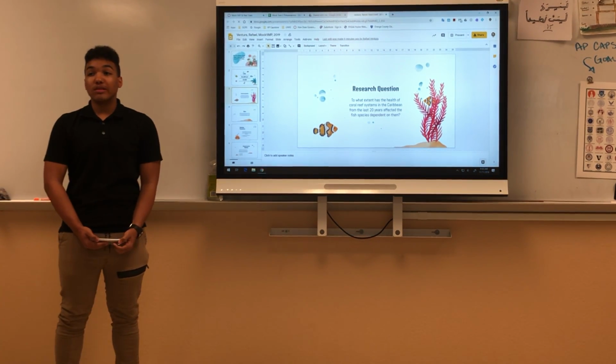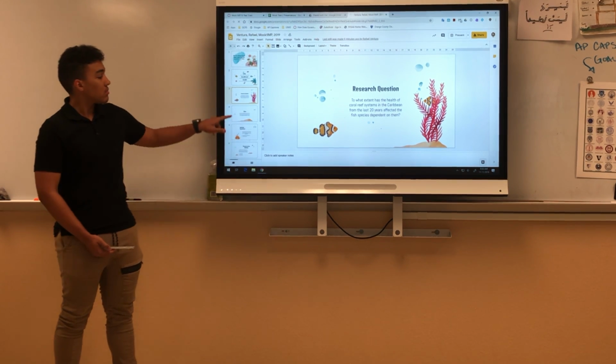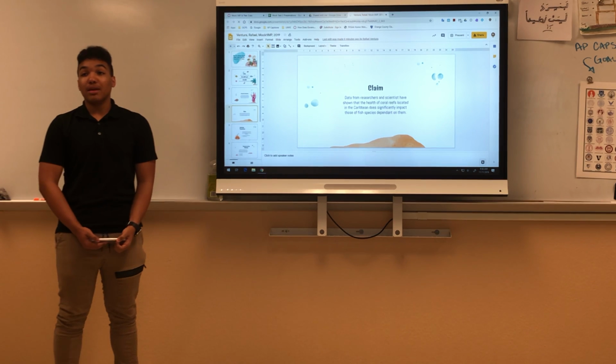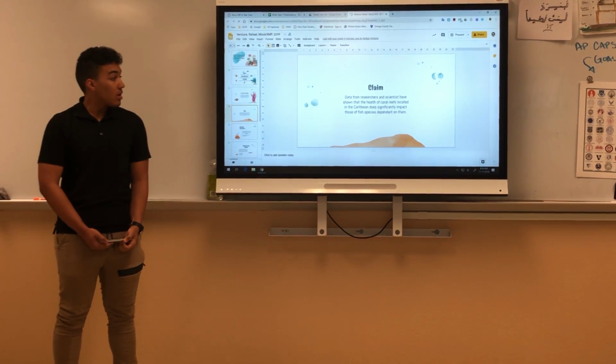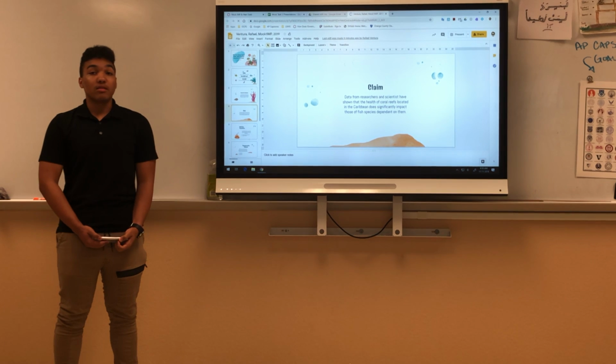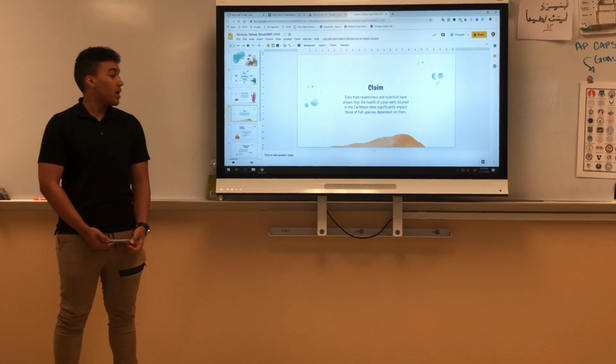My research question is, to what extent has the health of the oceans in the Caribbean in the last 20 years affected the fish species dependent on them? My claim is that data from researchers and scientists have shown that the health of coral reefs located in the Caribbean does significantly impact those fish species dependent on them.